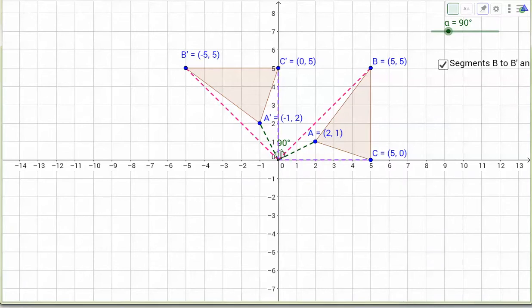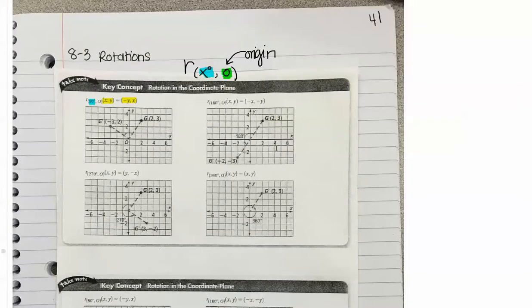Okay, so looking back at our notes, to summarize what we just looked at, for 180 degrees, xy becomes negative x, negative y. For 270 degrees, about the origin, xy becomes y, negative x. So you'll notice there's a slight difference between this one and this one. In this one, the negative goes with the y. In this one, the negative goes with the x.